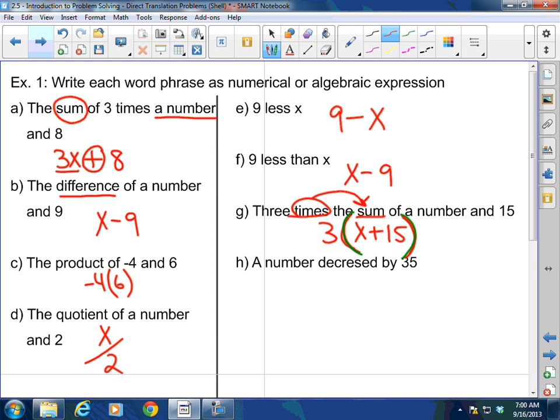A number increased by 35. A number is the unknown, x. Decreased. Sorry. A number decreased by 35, x minus 35.